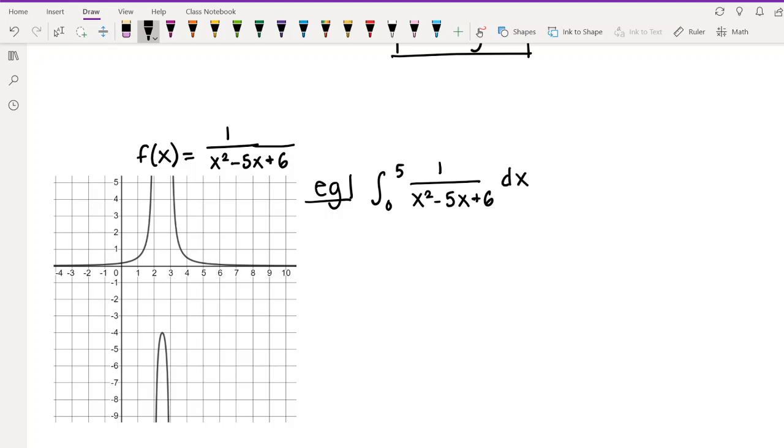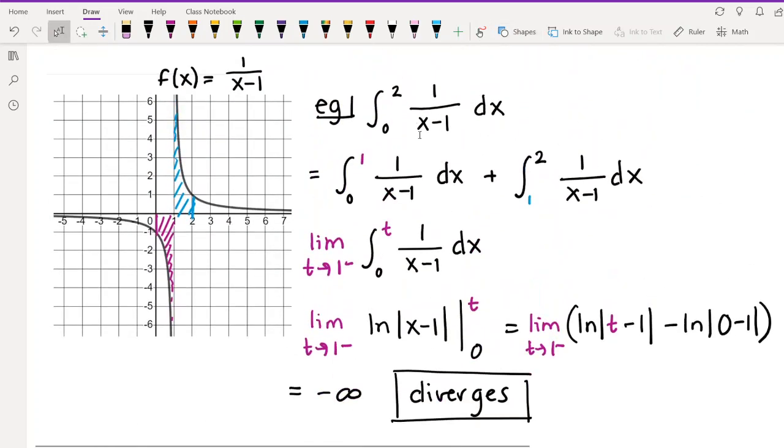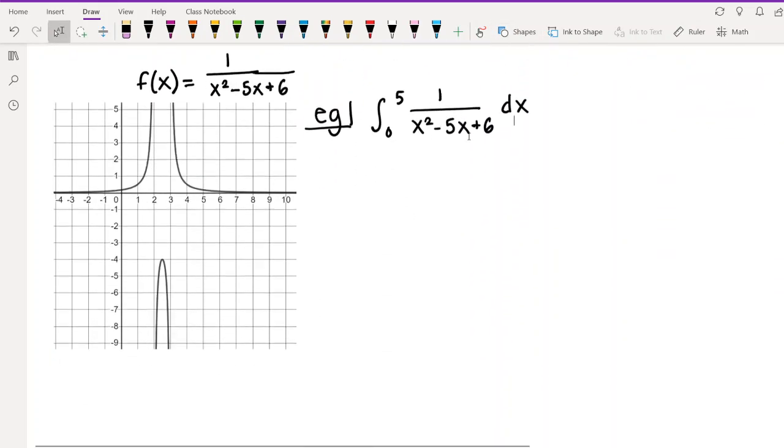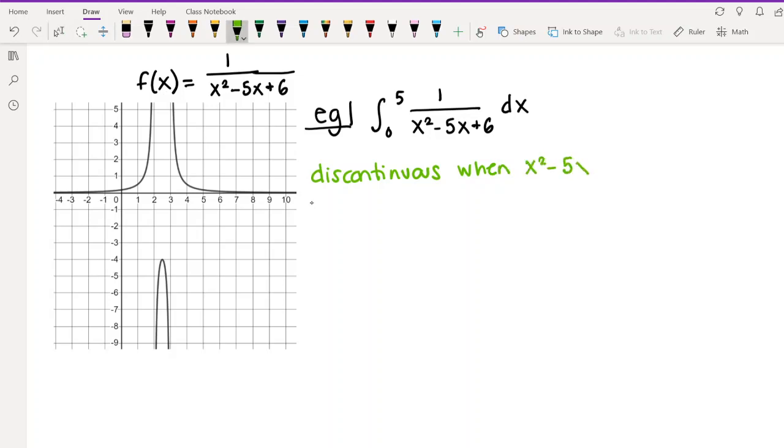So how would we figure out where this function is discontinuous? Well, in the other ones, we could just tell by looking at it quickly, right? Like this one, it's like, oh, x minus 1, it's discontinuous at 1. If your denominator is more complicated, you may have to factor. So this is going to be discontinuous when the denominator equals 0. So when x squared minus 5x plus 6 is equal to 0, and then we can factor this. So x minus 2, x minus 3. And so that's going to tell us this is discontinuous at x equals 2 and at x equals 3, which we can tell from our picture, but again, in case you didn't have the picture on hand.